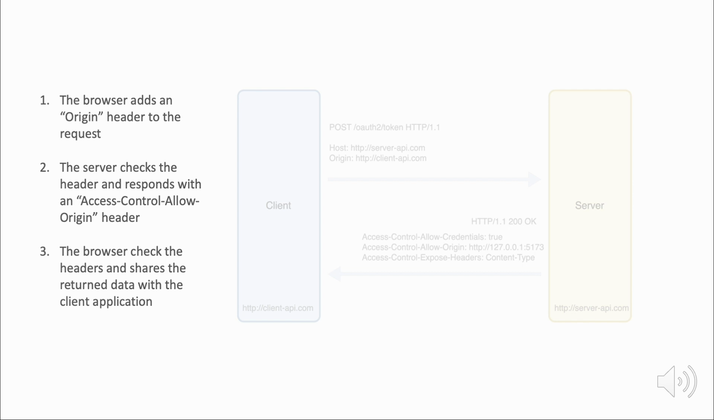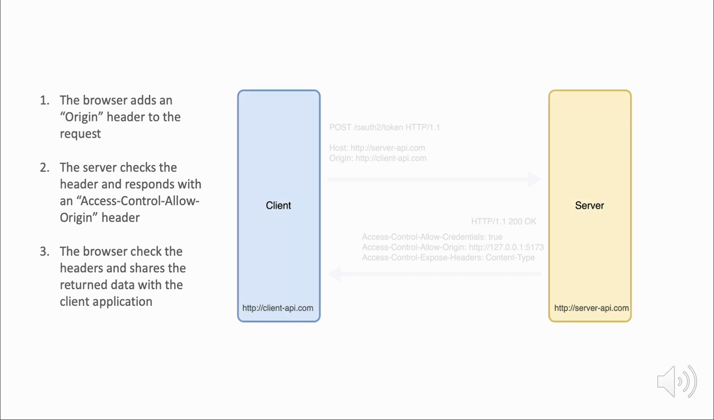For example, consider a site running at clientapi.com. This site wants to access resources, for example, fetch a token from a server API hosted at serverapi.com. Developers at serverapi.com first configure the cross-origin sharing headers on their server by adding clientapi.com to the allowed origin list. They do this by adding the below header, Access-Control-Allow-Origin, to the resource server configuration.